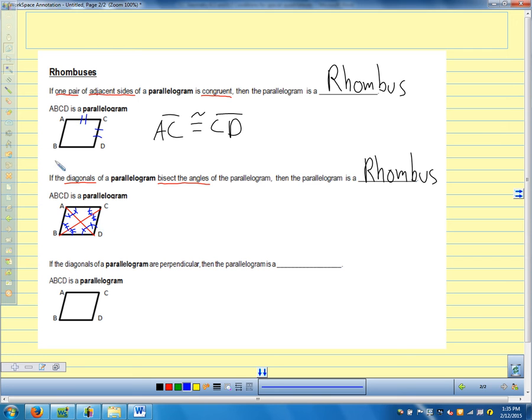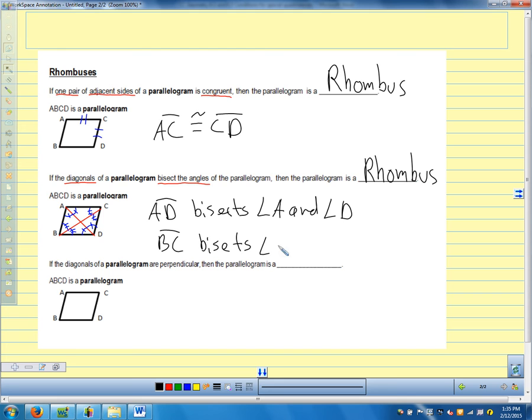And there's lots of ways I could write out that those angles are being bisected. I'm not going to write out all the angles that are congruent, but I could say that AD bisects angle A and angle D, and BC, segment BC, bisects angle B and angle C. So the diagonals are bisecting those angles.